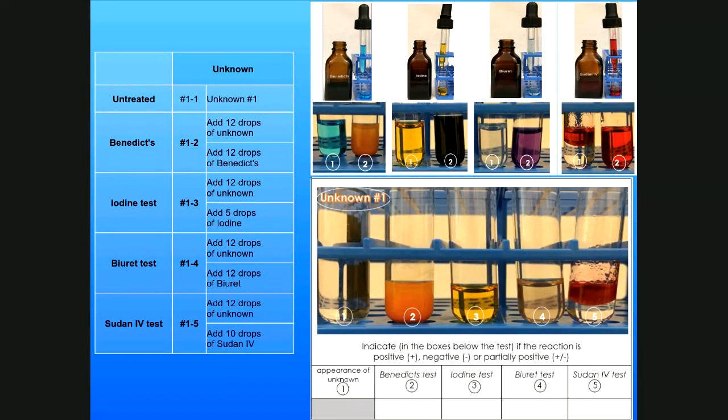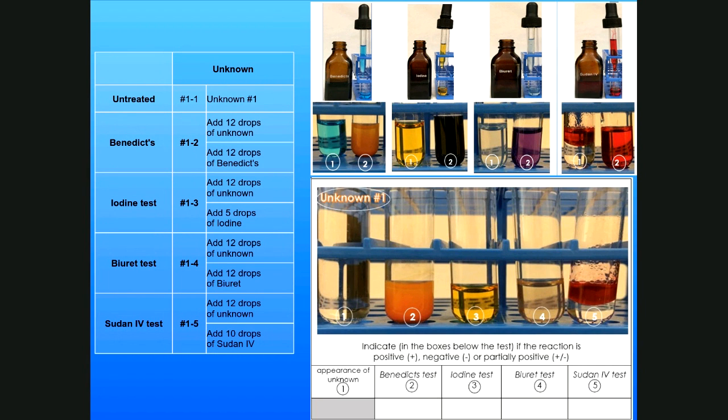On the top here, I gave you a reminder again of what the negative and the positive look like. And so what you have to indicate in these boxes is which one is a positive and which one is a negative test. Oh, and I know you cannot see my pointer. I need to turn the pointer on. So the appearance of the unknown is clear. Then here on the Benedict's test, is this a positive or is this a negative?